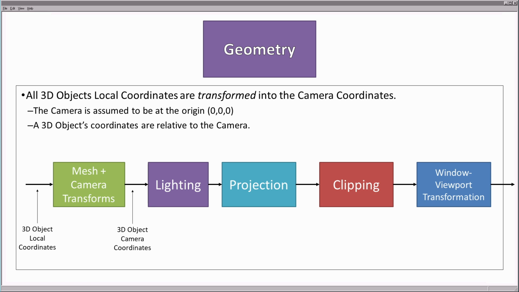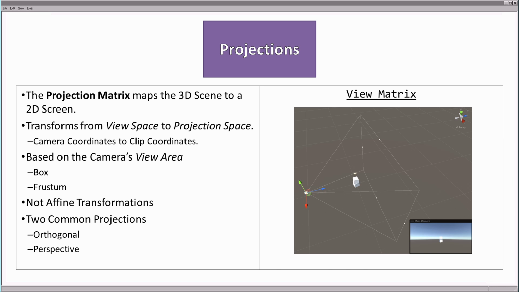As we must view this through the lens of a camera, all 3D objects have local coordinates that are transformed into camera coordinates. The camera is assumed to be at the origin 0, 0, 0, and this is for simplicity's sake. A 3D object's coordinates are now relative to the camera. The projection matrix maps the 3D scene to a 2D screen. It transforms from the view space to a projection space. Camera coordinates become clip coordinates.